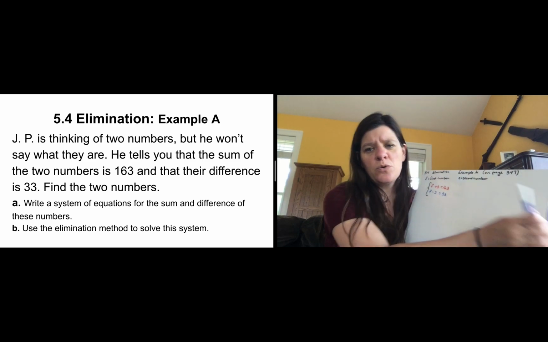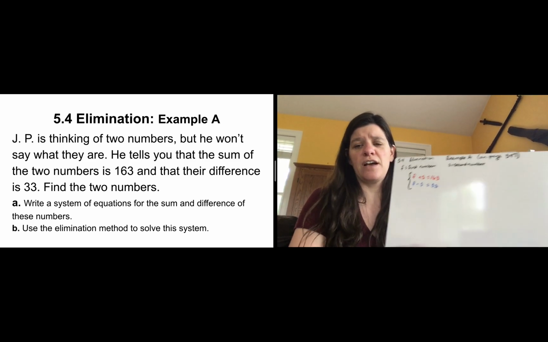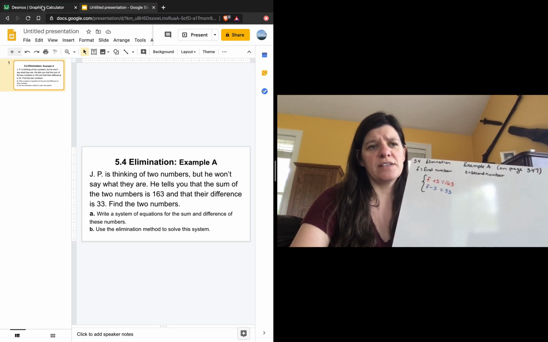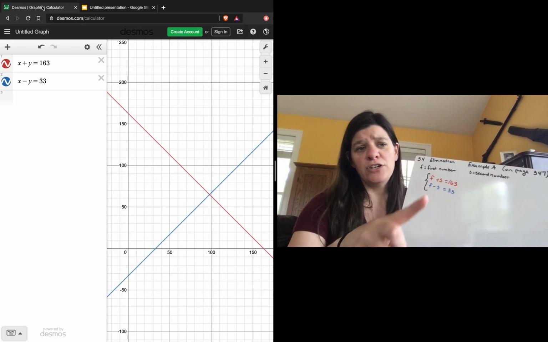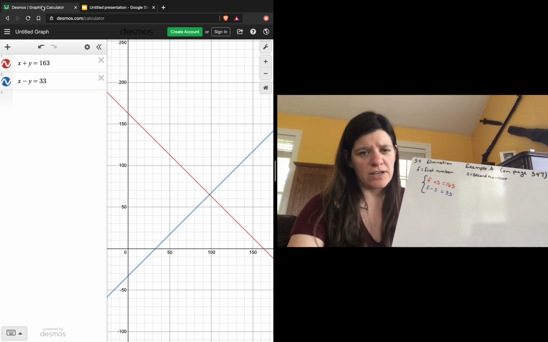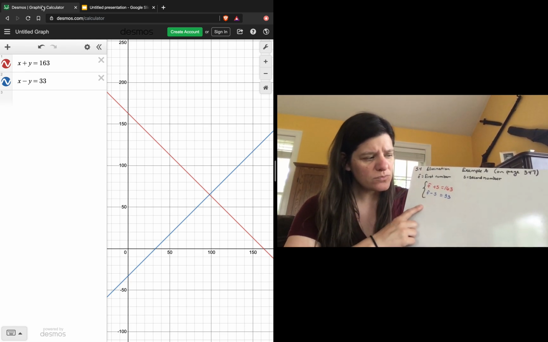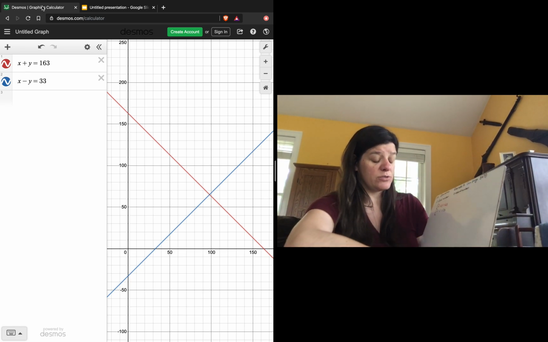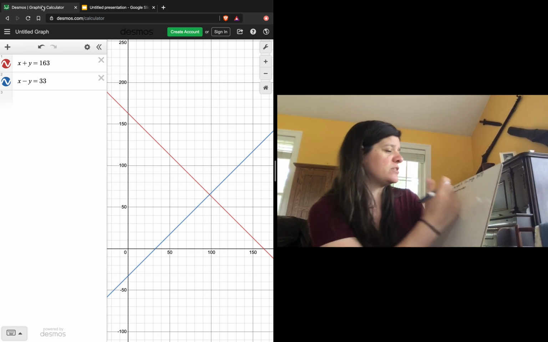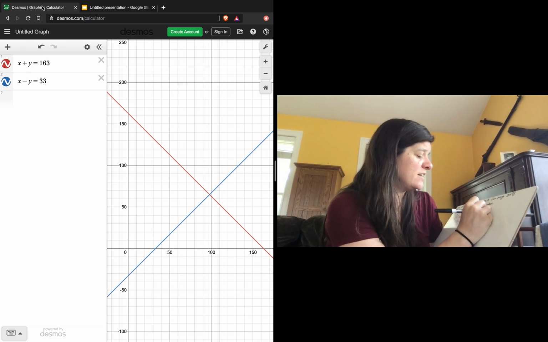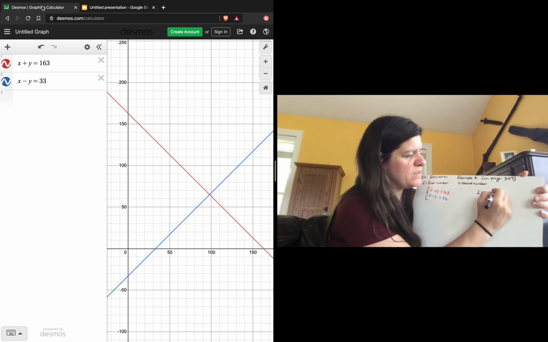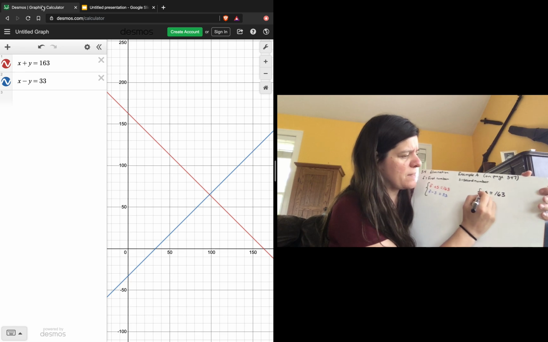Okay? So that's my system of equations, and I got that from using what they gave us in that example of the problem. And then I know that if I graph them, they will intersect. I can see that on Desmos there. And so I'm going to show you how to do this by elimination. And elimination is we're going to actually add these equations together. Okay, so I'm going to move them over here so I can add them.